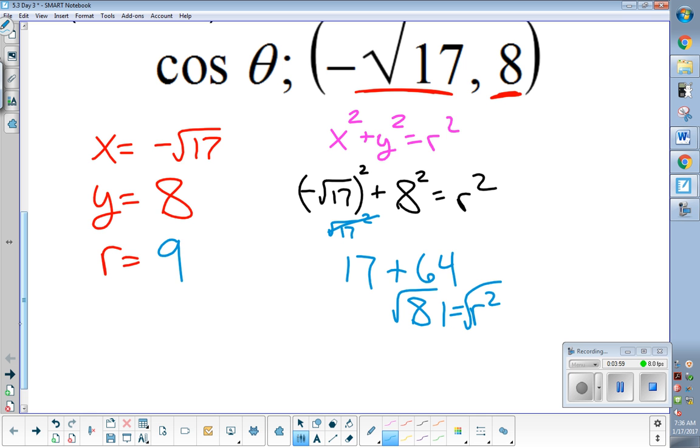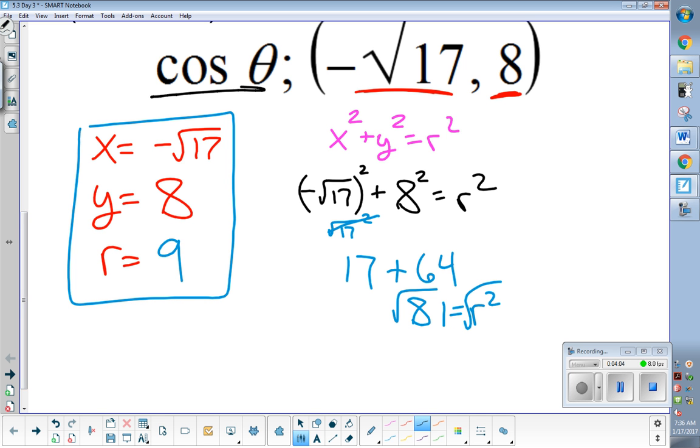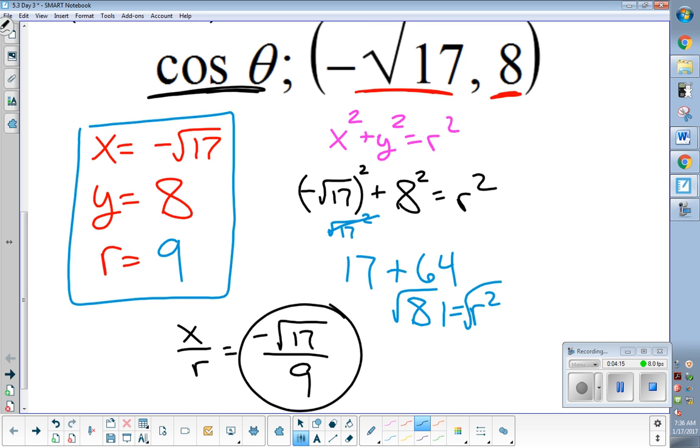Once I've got my x, y, and r, this problem is really easy. I'm doing cosine. So cosine is x over r. So my x is negative square root of 17, and my r is 9. Negative square root of 17 over 9 is my final answer.